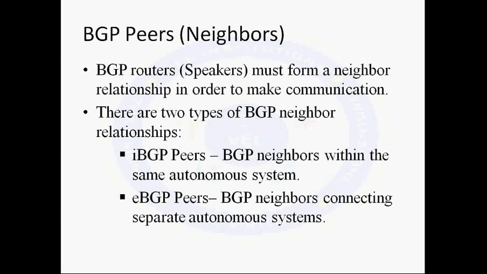There are two types of BGP neighbor relationships: IBGP peers and EBGP peers. IBGP peers are BGP neighbors within the same autonomous system. EBGP peers are BGP neighbors connecting separate autonomous systems.